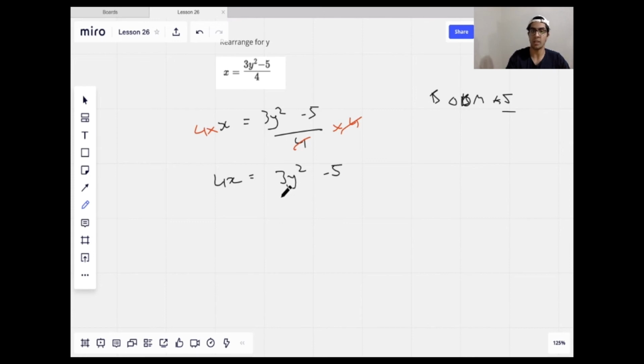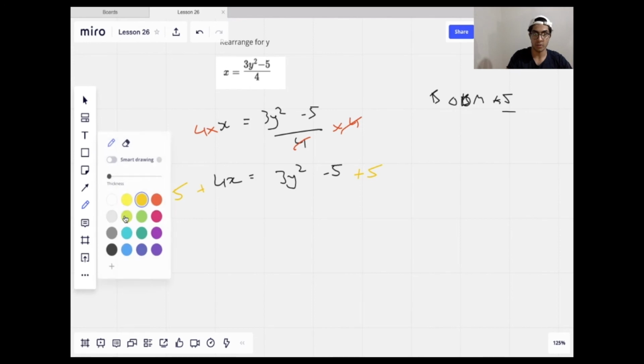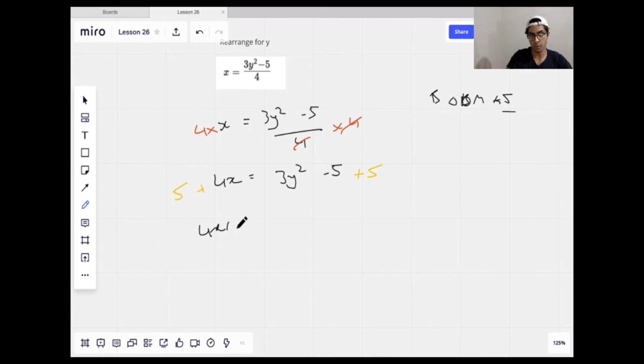So if we were, say, to take the square root of this right-hand side to get a y only, we'd have the square root of this whole thing, which isn't y alone. So we need to get y alone before we can do anything. So we can add 5 to both sides, which gives us 4x plus 5, which equals 3y squared.